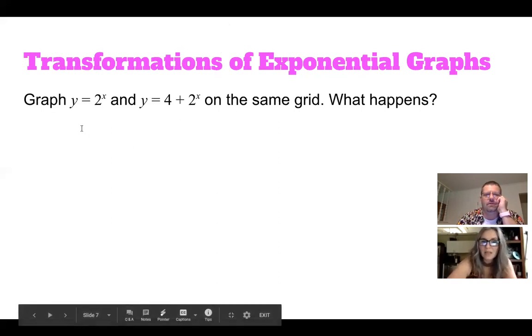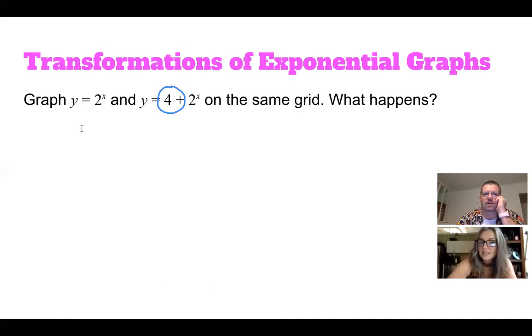Well, I see +4 out in front, not in the exponent. I can read from the function. The function is 2 to the x, and the +4 tells me it's probably going to move up 4.